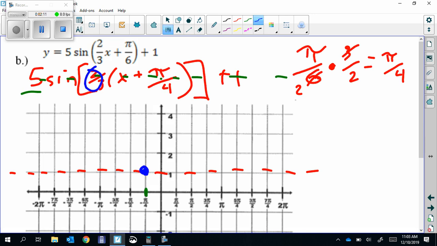This 2/3 tells us that is b, and the period is always 2 pi over b. Period equals 2 pi over 2/3. So 2 pi times 3/2, the 2's cancel out. You get 3 pi is the period.